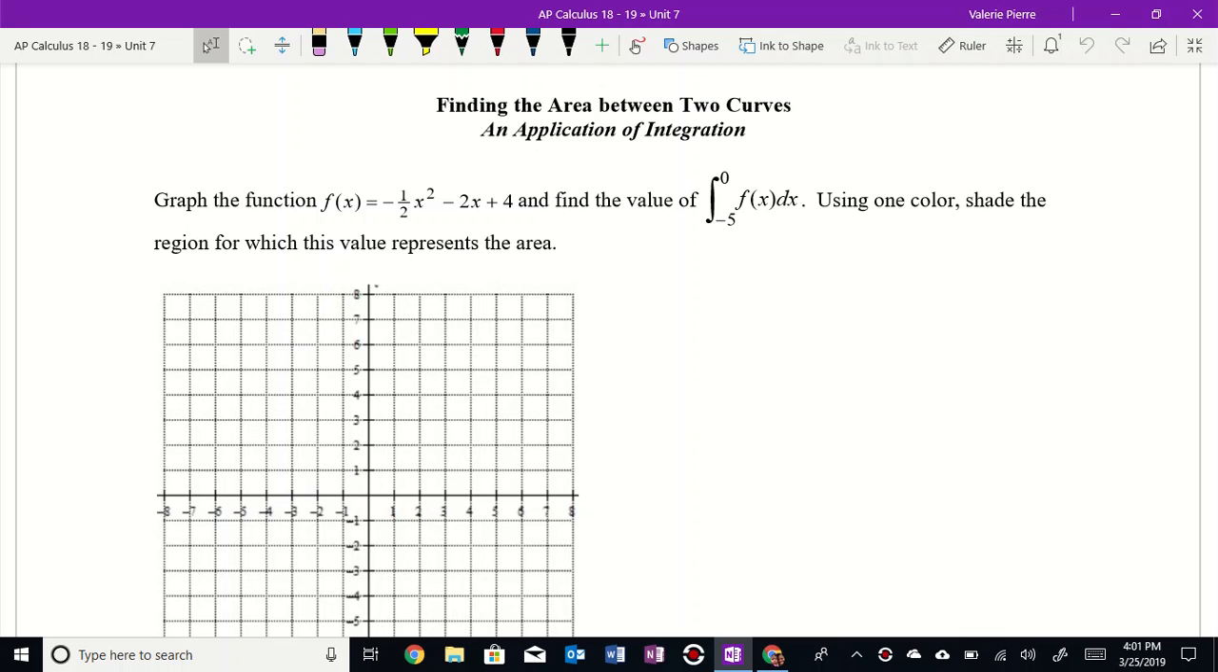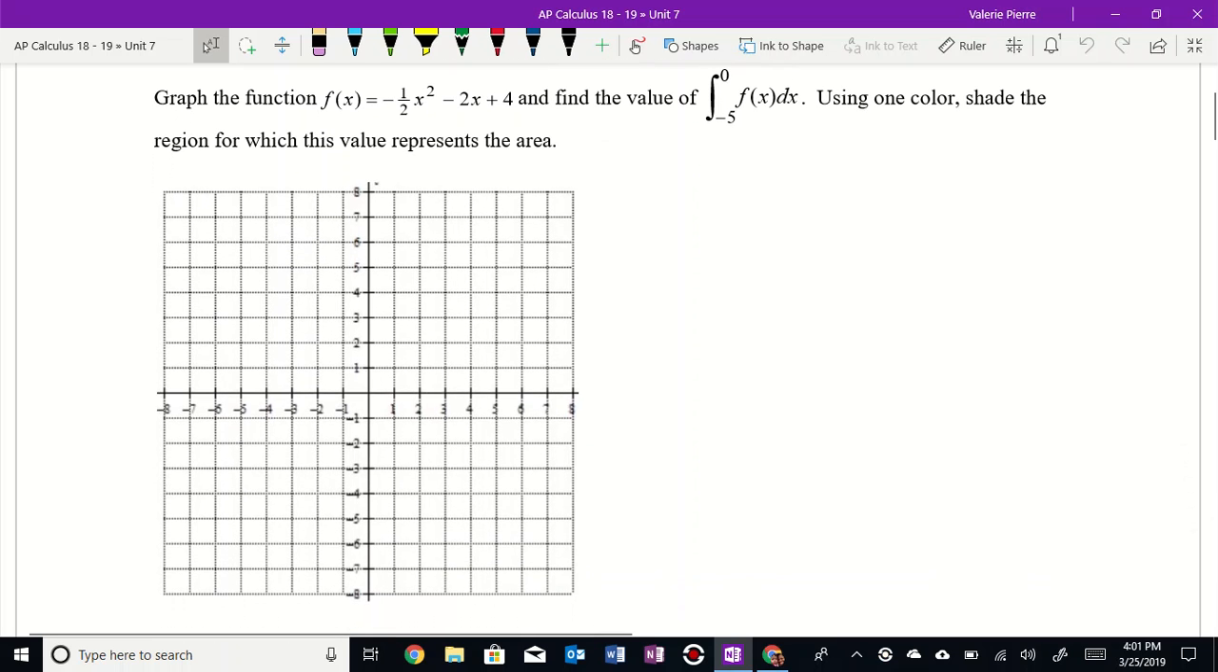So the first thing we want to do is graph the function f of x equals negative 1/2 x squared minus 2x plus 4, and find the value of the definite integral from negative 5 to 0 of f of x dx. Using one color, shade the region for which this value represents the area. Okay, so I'm going to go off camera and graph this and shade it in so that you see what the final product looks like.